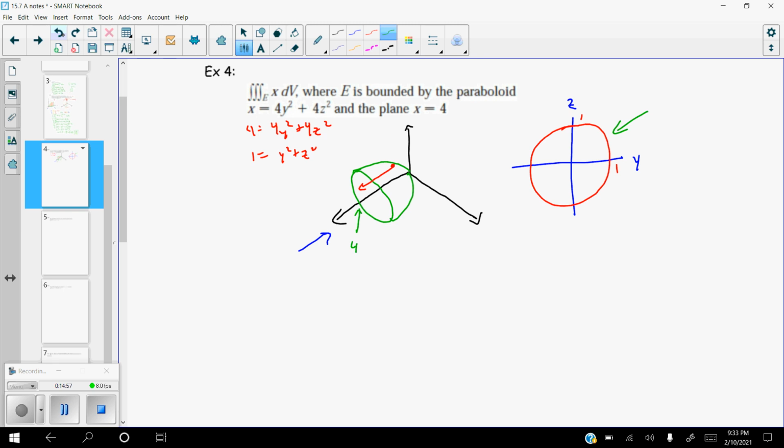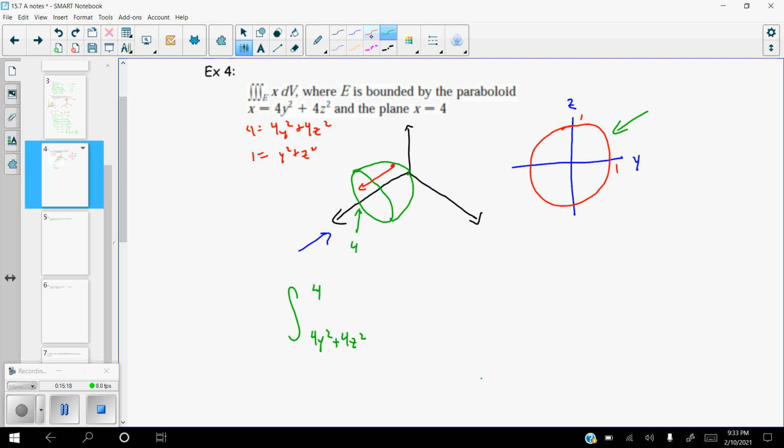So let's see. The x has to be the integral. X is going to vary from 4y squared plus 4z squared to 4. And that is the order if we're going in the positive x direction.